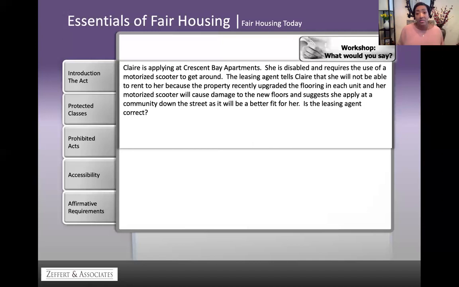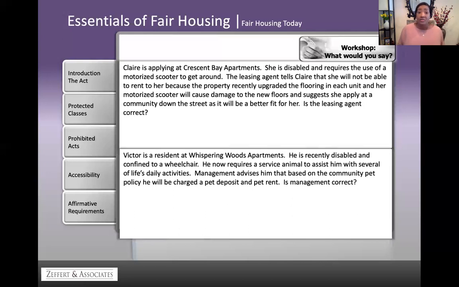No, the leasing agent made all kinds of boo-boos, and that is going to cause a problem for the owner. We cannot discriminate against those individuals that are disabled. We cannot choose housing on behalf of someone. It's their choice in housing. That's what fair housing is about, equal opportunity.